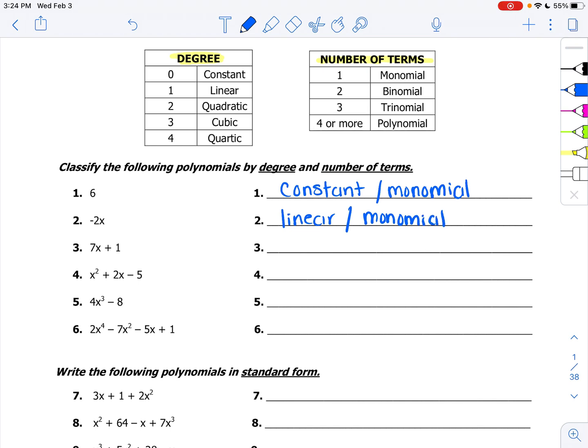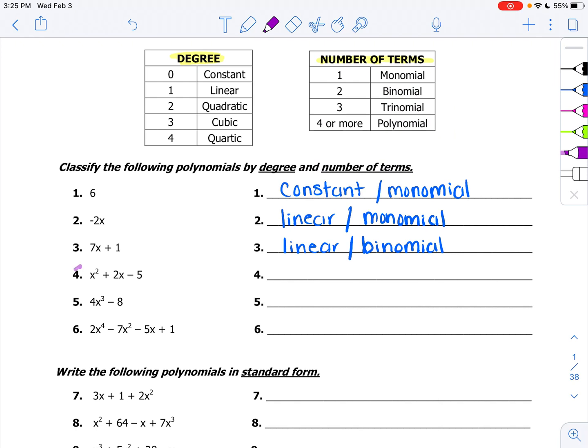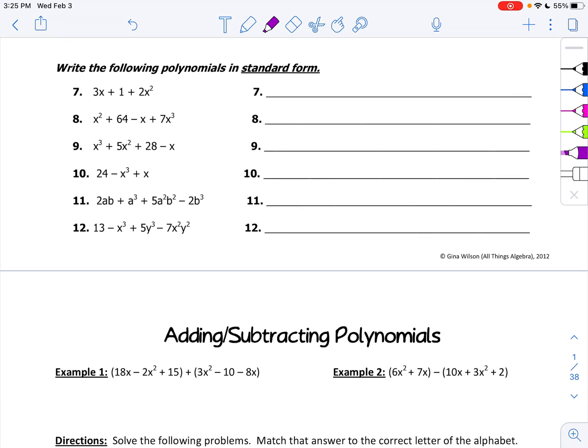Remember, terms have to be separated with addition and subtraction. So like number 3, it's also going to be linear because our highest exponent is 1, but then it is a binomial because we have two terms. Go ahead and highlight number 4, 5, and 6. And then let's practice putting some polynomials in standard form.